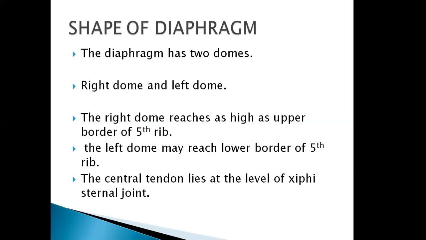Now, the diaphragm has 2 domes, the right dome and the left dome. The right dome reaches as far as the upper border of the 5th rib. The left dome reaches up to the lower border of the 5th rib. The central tendon lies at the level of the xiphisternal joint.